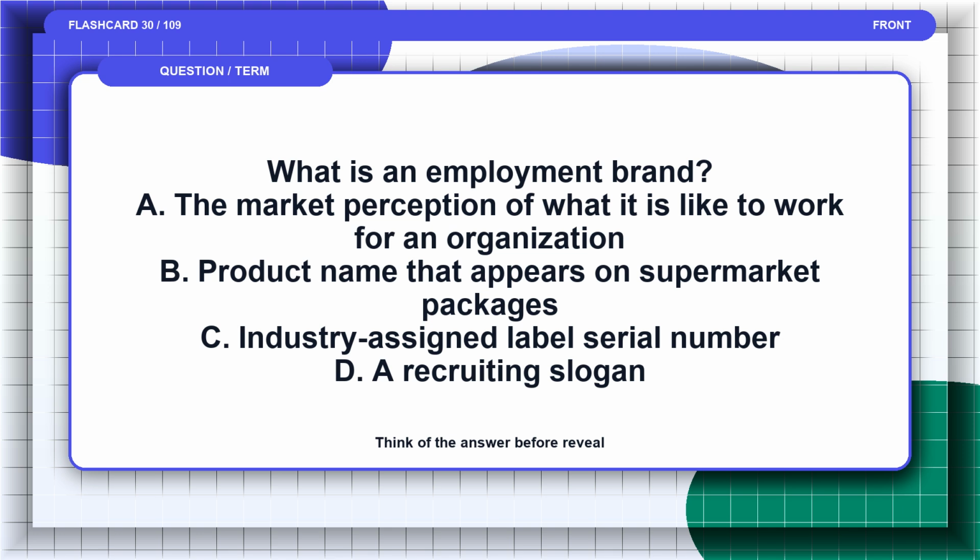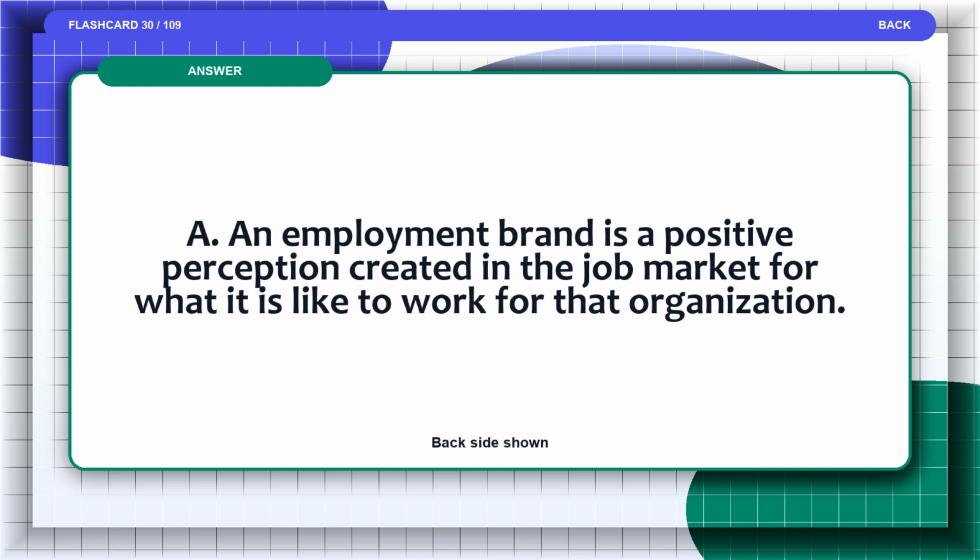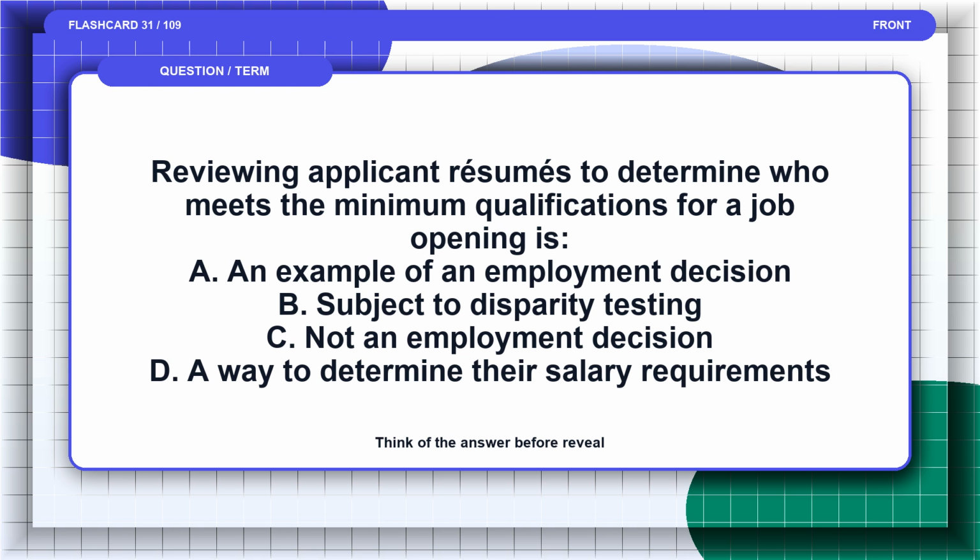Flashcard 30. What is an employment brand? A. The market perception of what it is like to work for an organization. B. Product name that appears on supermarket packages. C. Industry assigned label serial number. D. A recruiting slogan. Pause and think of the answer before the reveal. The answer is A. An employment brand is a positive perception created in the job market for what it is like to work for that organization.